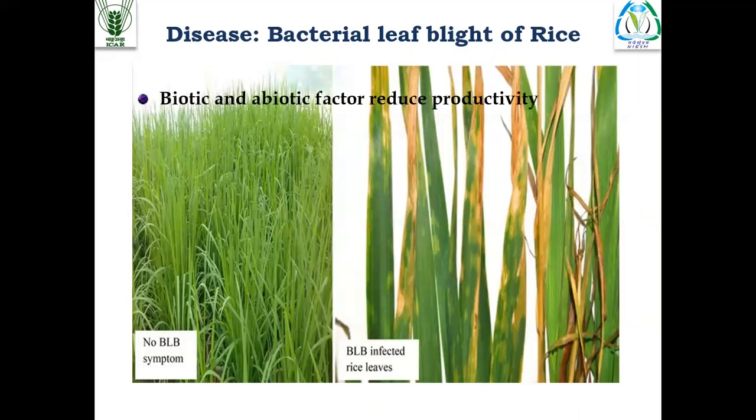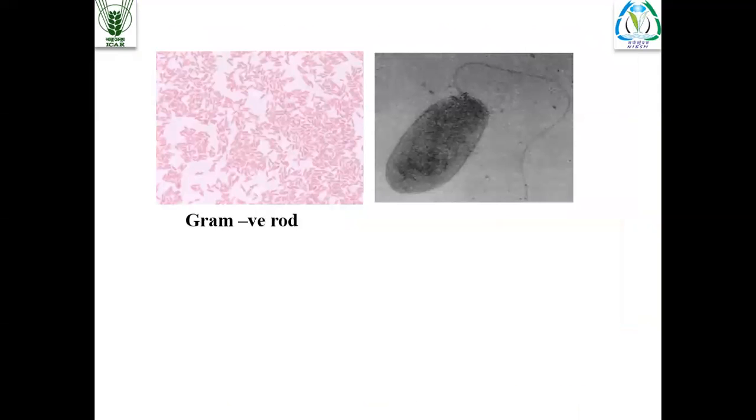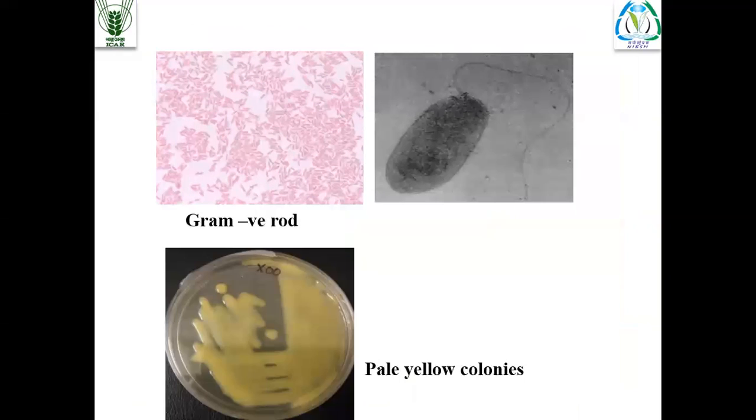Rice productivity is reduced due to several biotic and abiotic stress factors. Among biotic stress factors, bacterial leaf blight disease caused by Xanthomonas oryzae pathovar oryzae is one of the most serious diseases worldwide. Xanthomonas is a gram-negative, rod-shaped, non-spore forming bacterium, and its colonies on agar medium are pale yellow, circular, and smooth with entire margin.